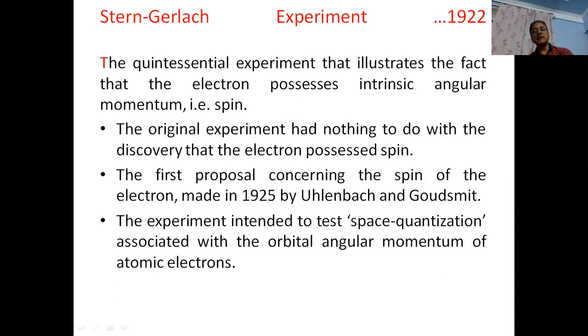Now we come to the Stern-Gerlach experiment. Mind it, this experiment was done in 1922, whereas the idea of spin by Uhlenbeck and Goudsmit came in 1925. So when this experiment was being done in 1922, there was no idea about spin existing. The original experiment, therefore, had nothing to do with the discovery that the electron possessed spin. This experiment was intended only to test a space quantization associated with the orbital angular momentum of the atomic electrons. That's all.